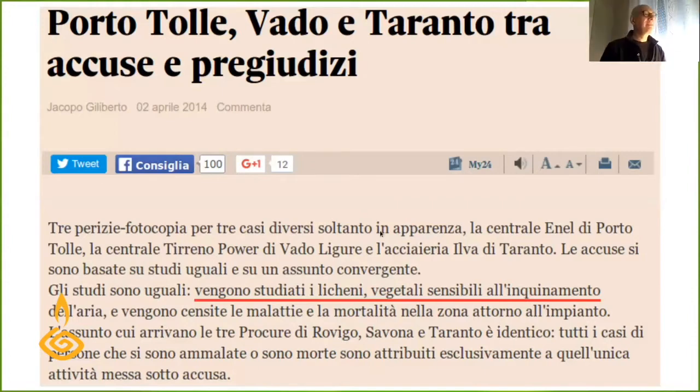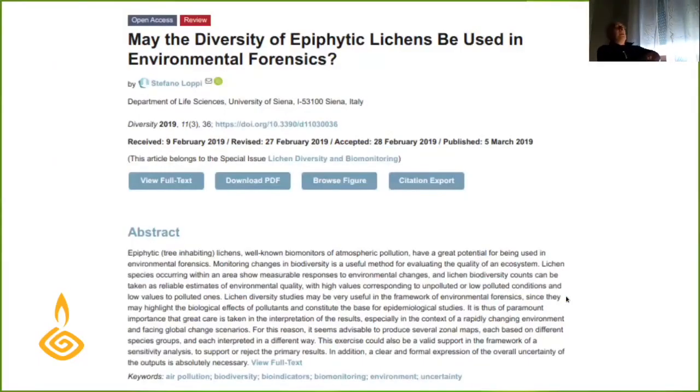In all these cases, the proof of the pollution of the air was based on the use of lichens, which are very sensitive to air pollution. This is written here: lichens are sensitive species to air pollution. And so the point is that, of course, this is formulating the question. The answer, of course, is yes. This is one paper which is open access, so you can pick it up if you like.